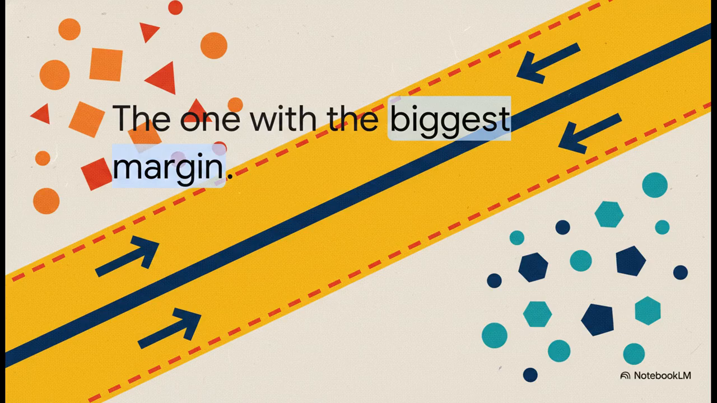Well, the secret sauce here is that we want to build the widest possible street between our two classes of data. We are definitely not looking for some flimsy line that just barely scrapes past the data points. No, we're looking for the one with the biggest margin. And that margin is simply the distance between your decision boundary, think of that as the yellow line down the middle of the street, and the nearest data points on either side. A wider street means your classifier is way more confident. And crucially, it means it's going to generalize far, far better to new, unseen data.